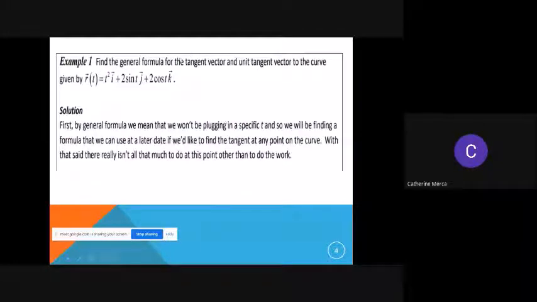Example, find the general formula for the tangent vector and the unit tangent vector of this curve. So, anong gagawin nila para ma-solve ang tangent vector? Kunin ang derivative ng r of t. So, what is the derivative of this? Mabilis na tayo dapat. Kasi sa calculus 1, you know how to take the derivative. So, what is the derivative of t squared? Can you still recall? 2t. Very good, 2t. What is the derivative of 2 sine t?